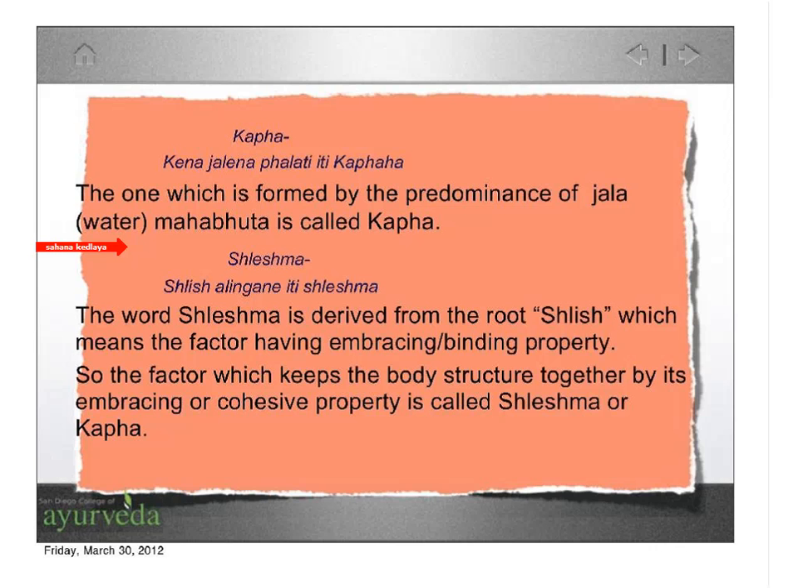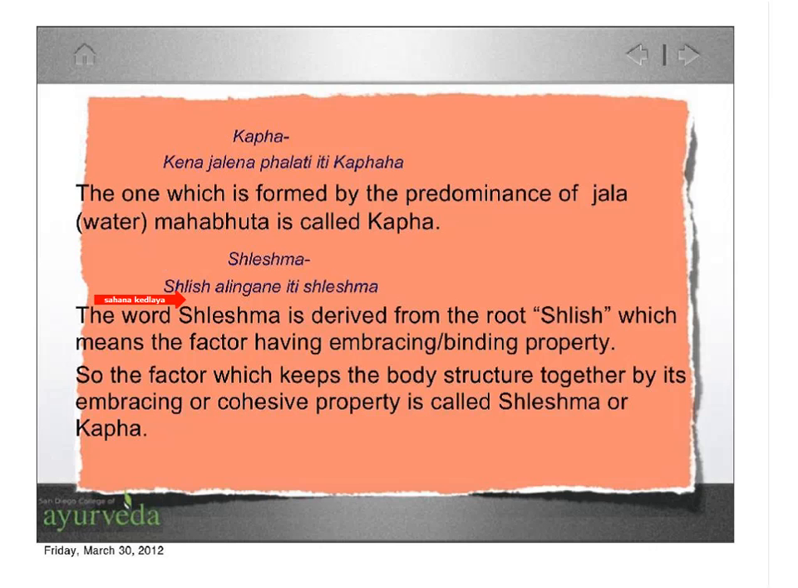So when we look into the second definition, it becomes a little more clear why they are giving much more importance to the Jala Mahabhuta than the earth. The second definition is about the term Shleshma. Shleshma is another word for Kapha. In many of the Ayurvedic texts in different contexts, the word Shleshma is used for the Kapha. So this word Shleshma is defined as Shlish Alingane iti Shleshmaha.